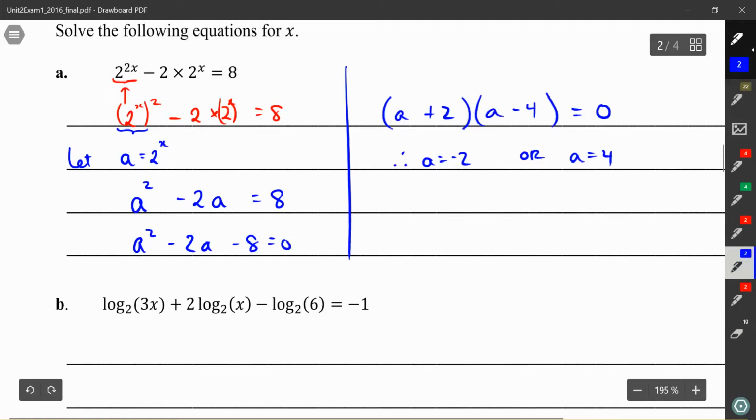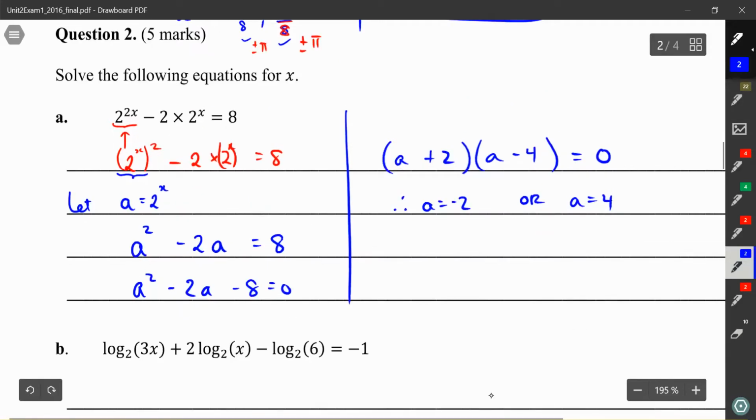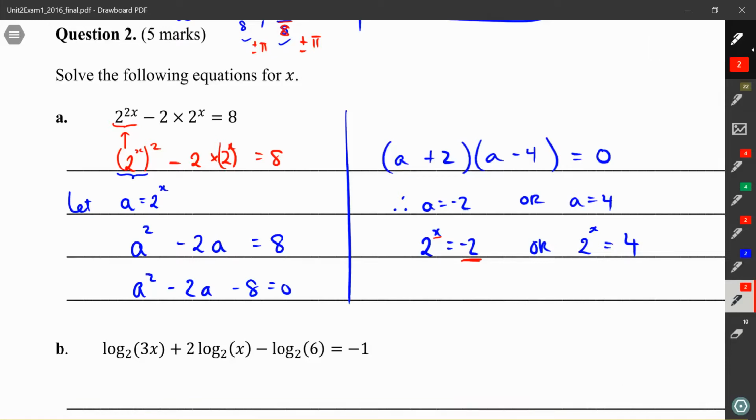But you're not done yet because a was a made up variable. If you write it out again, a was 2 to the power of x is equal to negative 2 or 2 to the power of x is equal to 4. Now we know from exponentials 2 to the power of anything will never give you a negative answer. Like 2 to the power of 2 is 4, 2 to the power of 3 is 8. But if you try negatives, like 2 to the power of negative 1 is 1 over 2, 2 to the power of negative 2 is 1 over 4. So you can keep getting smaller and smaller, but you never get a negative.